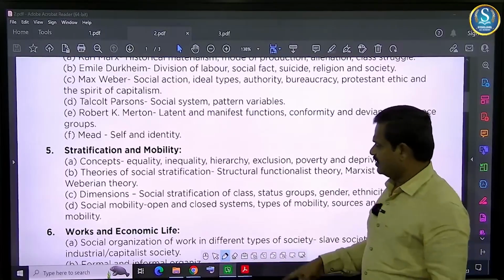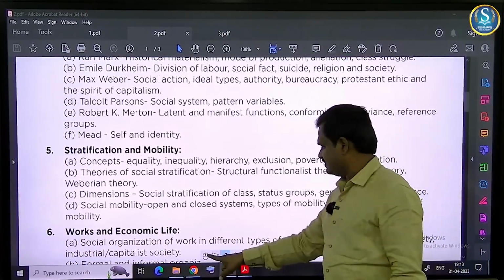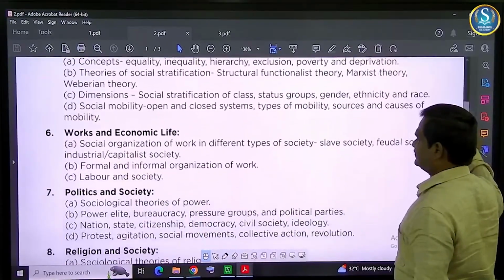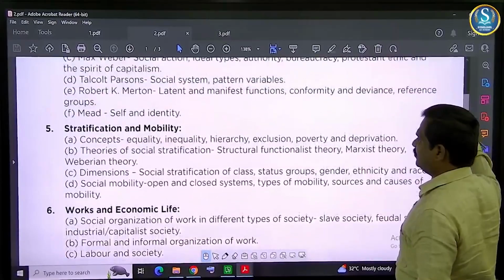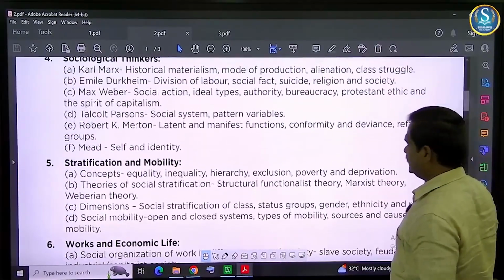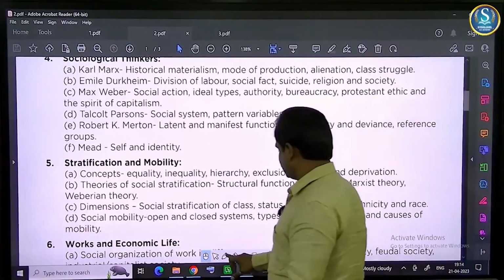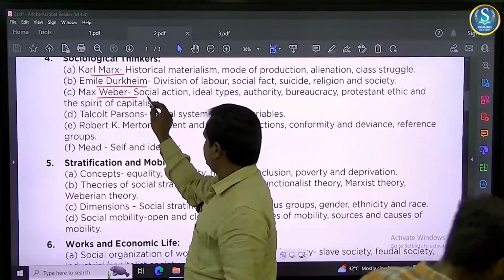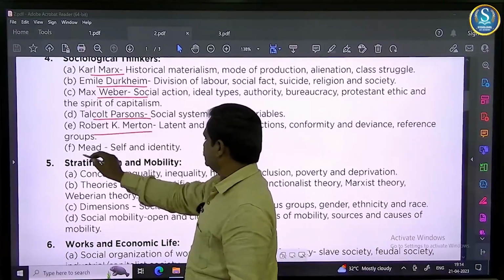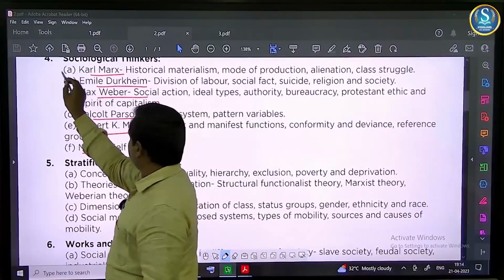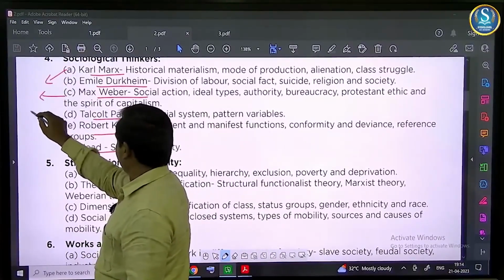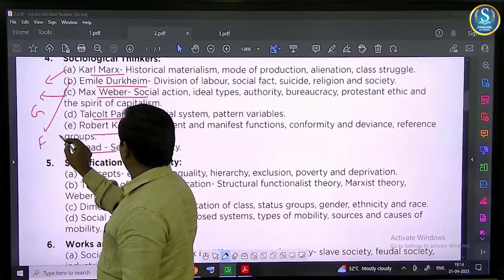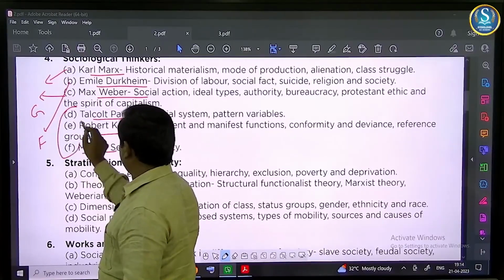Okay, now come to work and economic life. Very, very important. In fact, in the fourth unit you read this person Karl Marx. So six thinkers are very important. Just have a note of these six thinkers: Karl Marx, Emile Durkheim, Max Weber, Talcott Parsons, R.K. Merton, G.H. Mead. This person is from Germany, this person is from Germany. Two people from Germany. One from France. And the remaining three from the U.S.